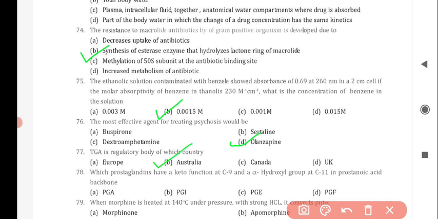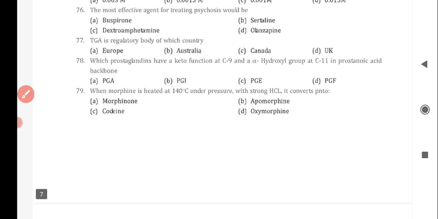Next question is, which prostaglandins have a keto function at C9 and an alpha hydroxyl group at C11 in the prostanoic acid backbone? And the correct answer is option C, PGE. Next question is, when morphine is heated at 140 degrees Celsius under pressure with strong HCl, it converts into, and the correct answer is option B, apomorphine.